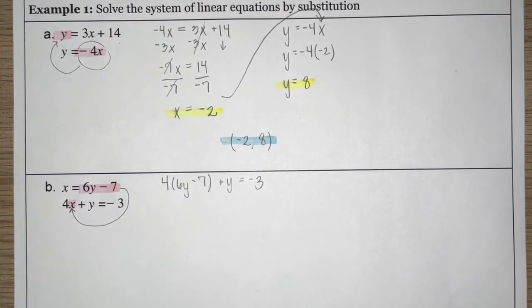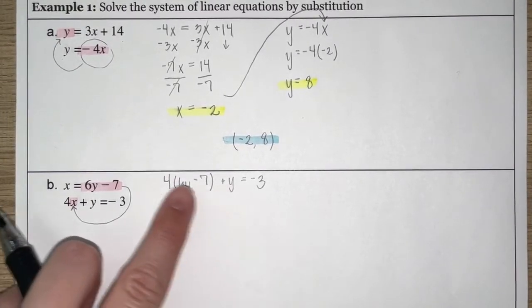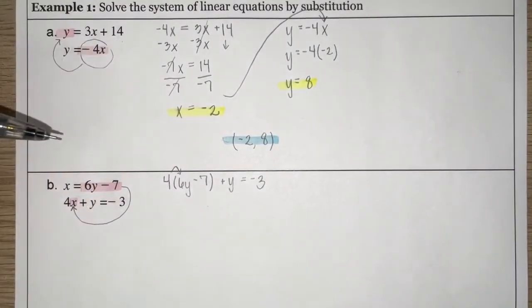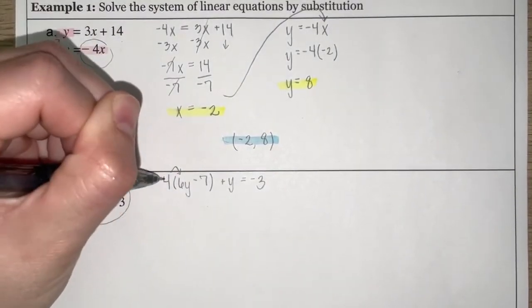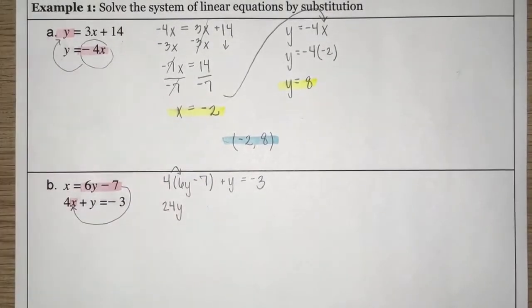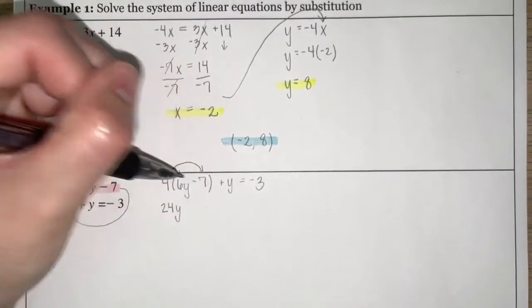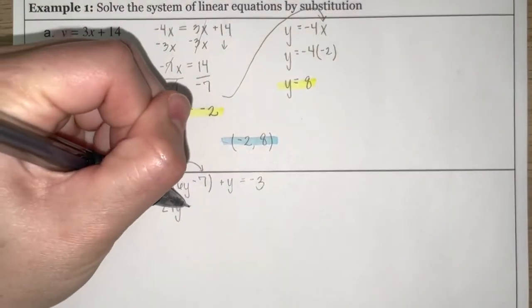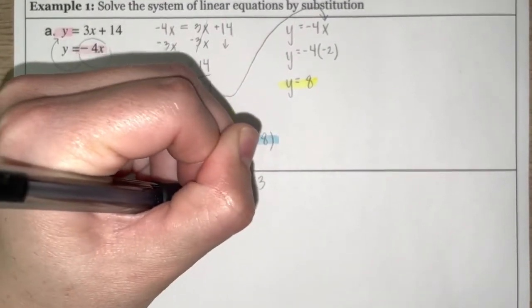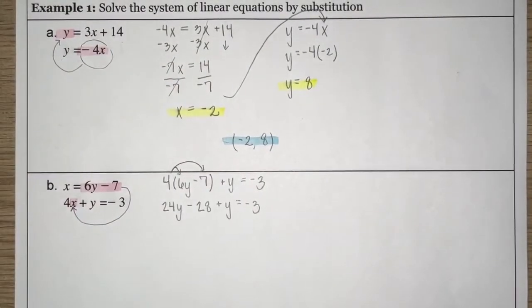Before I can start moving things from side to side, I need to simplify each side of the equation first. So I'm going to simplify this left side by distributing the 4. 4 times 6y, you just multiply the numbers in front, so that becomes 24y. 4 times -7 becomes -28. Everything else just comes down: plus y and equals -3.